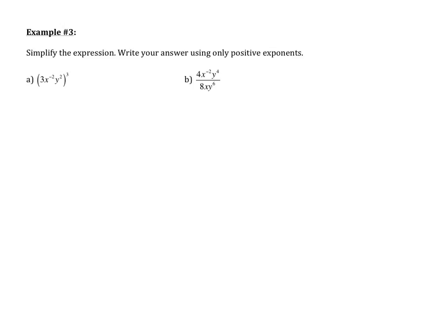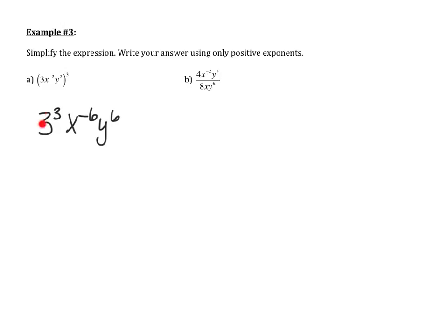In example number 3, it says, simplify the expression, write your answer, as always, using only positive exponents. So for part A, I have 3x to the negative second, y squared, all raised to the third power. So the first thing I need to do is take everything to the third power. So it's like I'm going to do a power to a power, so I'm going to multiply. So it would be 3 raised to the third, x to the negative sixth, y to the positive 6. So I just multiplied all the powers.